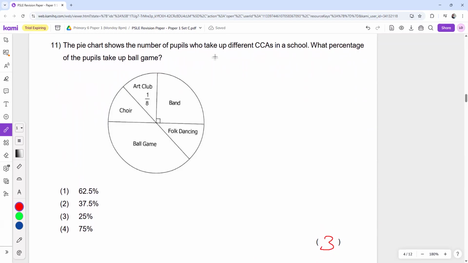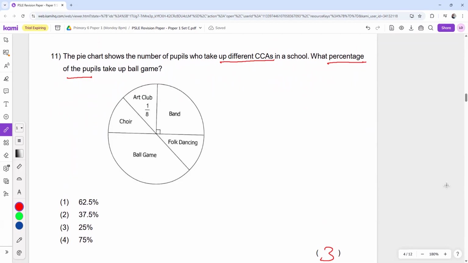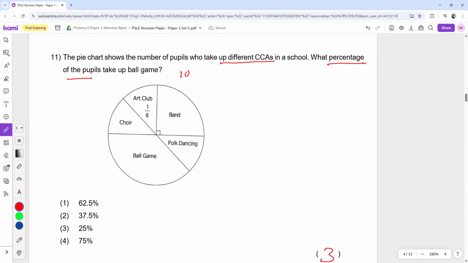The pie chart shows the pupils who take up different CCA. What percentage of the pupils take up ball game? So the whole pie is 100%, and there's a right angle, 25%. And 1 over 8 is how many percent? You can't make the denominator into 100, but you can make it into 1,000. 8 is a special number which you need to know. To make it into 1,000, multiply by 125, then times 125. So you get 125 over 1,000. Then after that, change back to denominator 100. So that will be how many?